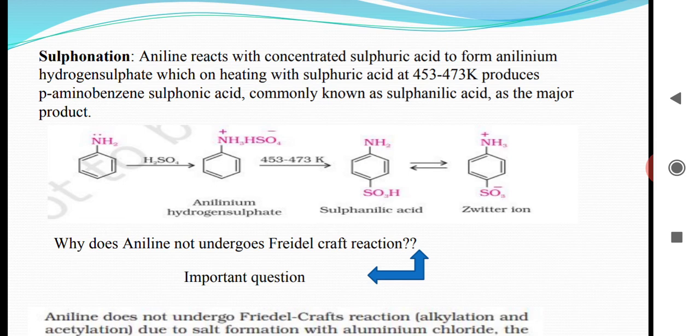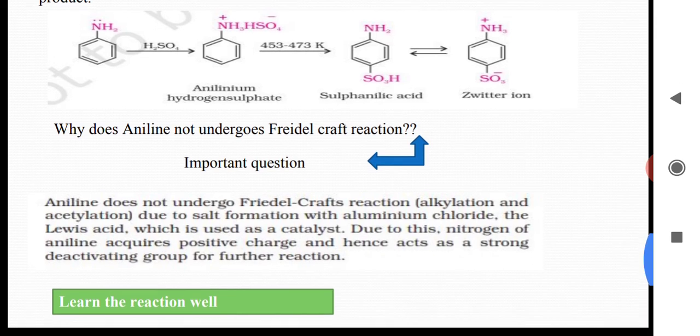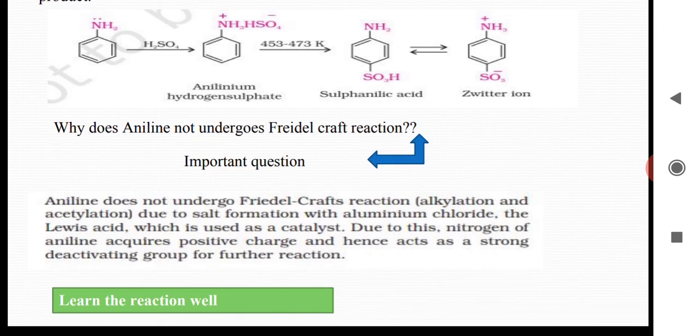Now why does aniline not undergo Friedel-Crafts reaction? Very important question. Aniline does not undergo Friedel-Crafts alkylation or acetylation because aluminum chloride, used as a catalyst, is a Lewis acid, and aniline is a base. The nitrogen of aniline acquires a positive charge and hence acts as a strong deactivating group. That is, they form a salt, and thus nitrogen acquires a positive charge, so the reaction does not proceed further.